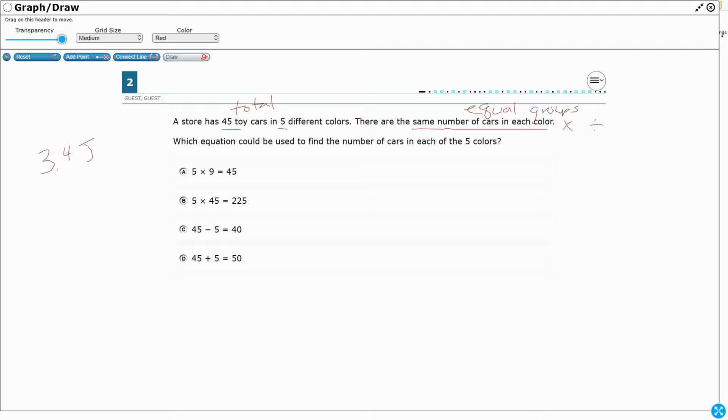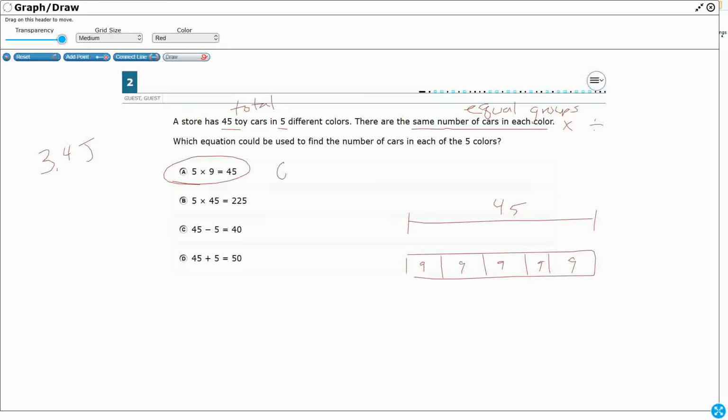Now, if I've already got my total, that means we're not going to multiply. So we can look at it like this. I've got 45 in 5 different colors. So I can just kind of break it up like this. The same number of cars in each color, and I'm trying to figure out how much would be in each color. Well, I would need to know that 9, 18, 27, 36, 45, because 9 times 5 makes 45. And so my answer here is going to be this A. And we see here that we actually had 68% of our students get this one correct. And then we had 17, 8, and 7.